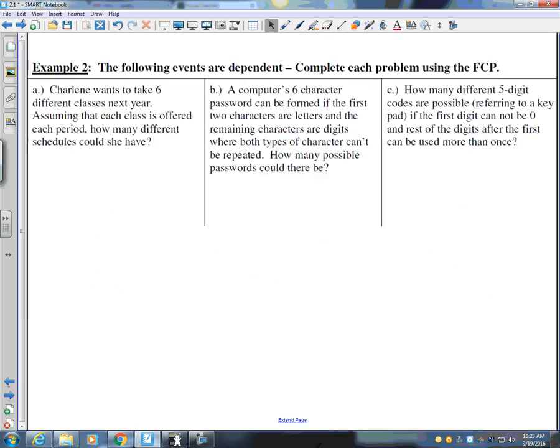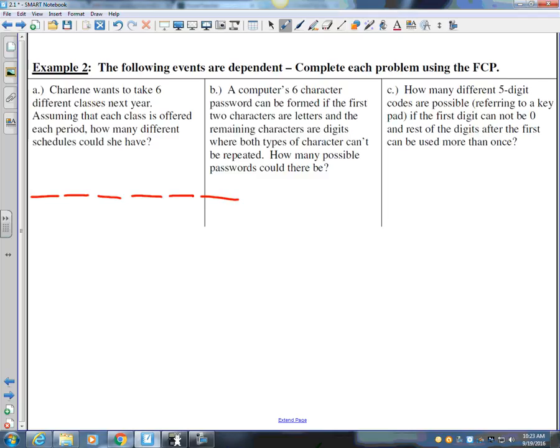Any questions? Okay. Charlene wants to take 6 different classes next year, assuming that each class is offered each period. How many different schedules could she have? So how many blanks should there be? 6. So there are 6 periods, which it's not clear. It should be clear. So I apologize that this question's a little hazy.